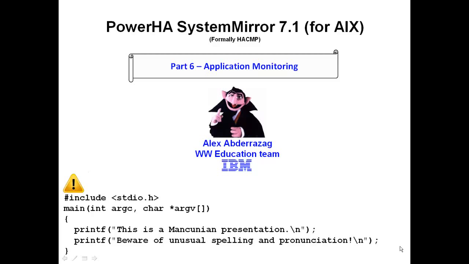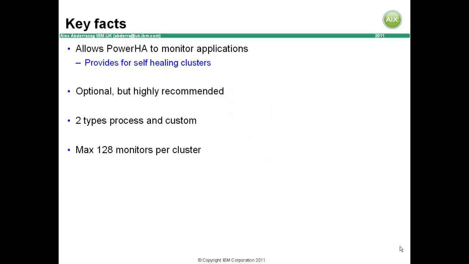Welcome to Part 6, Application Monitoring. Application monitoring allows PowerHA to monitor your applications. It's optional, but it's highly recommended. Without it, PowerHA doesn't actually know whether your applications are up or down.